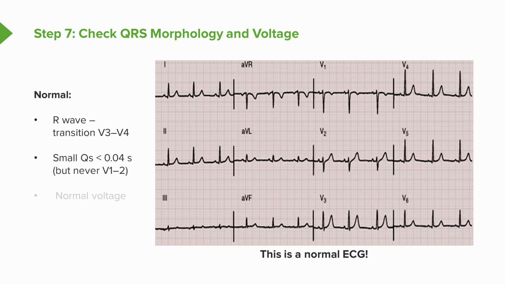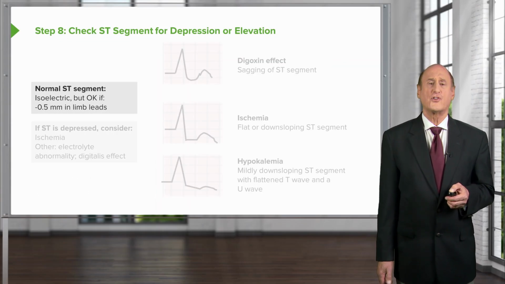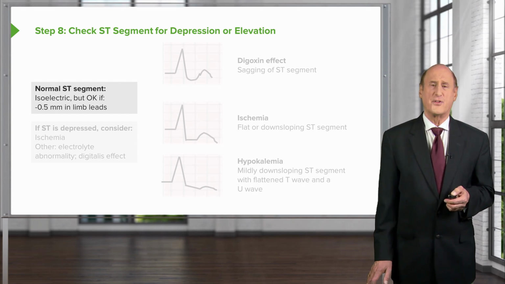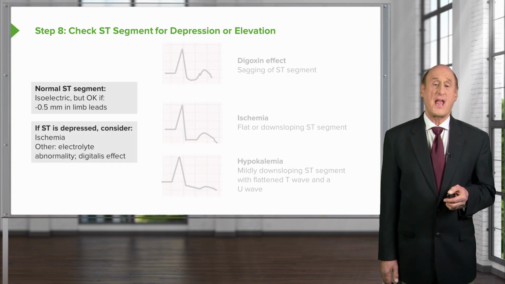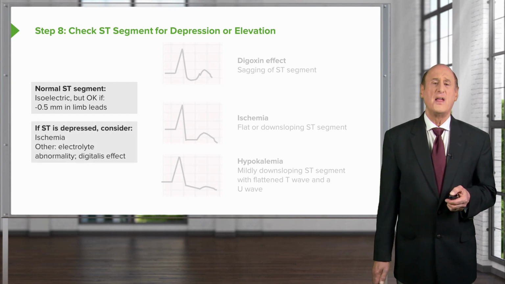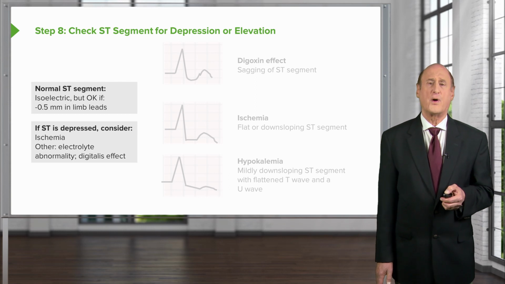Small Qs, that is initial downward deflections of less than 1 little box, can occur, but they are never longer than 1 box. If they're wider than 1 box, it suggests that there's been damage to the myocardium. And the voltage should be within a normal range. Also, the ST segment should be isoelectric, that is, it should be flat. You can have a little bit of depression, but if it's substantially depressed more than a tiny amount, it suggests a number of things. Let's look at what it suggests.